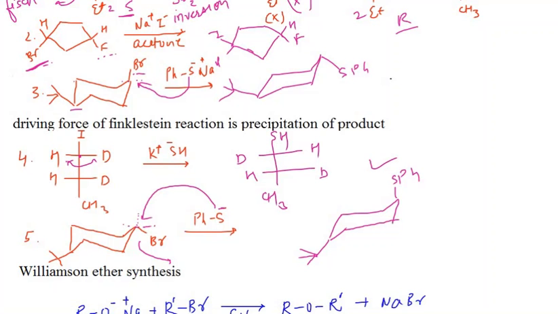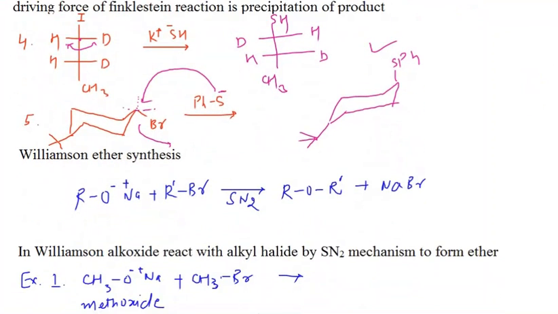Again, one more reaction we talk about is the Williamson ether synthesis. Now we know that this is an alkoxide, and this is an alkyl halide.